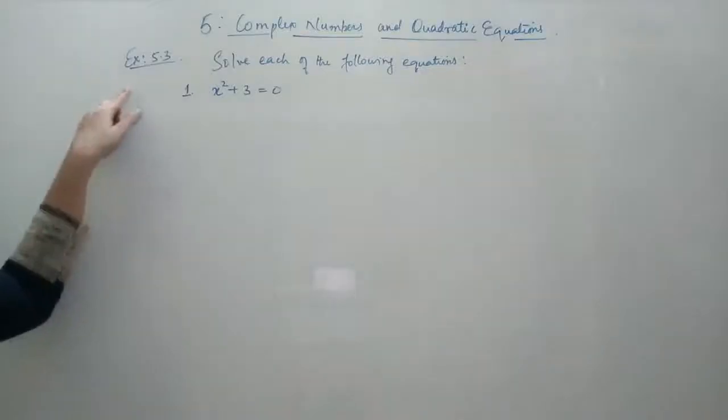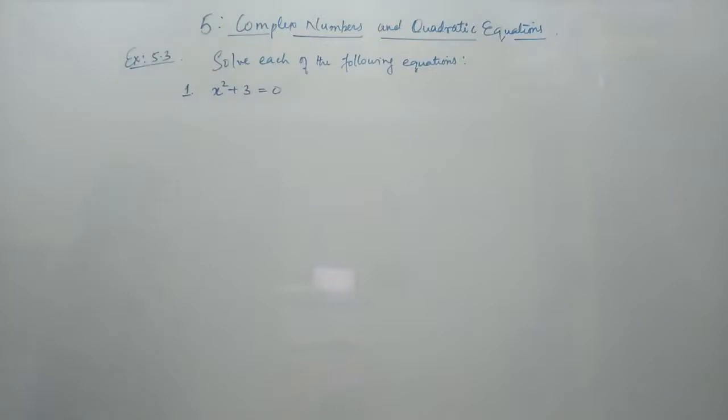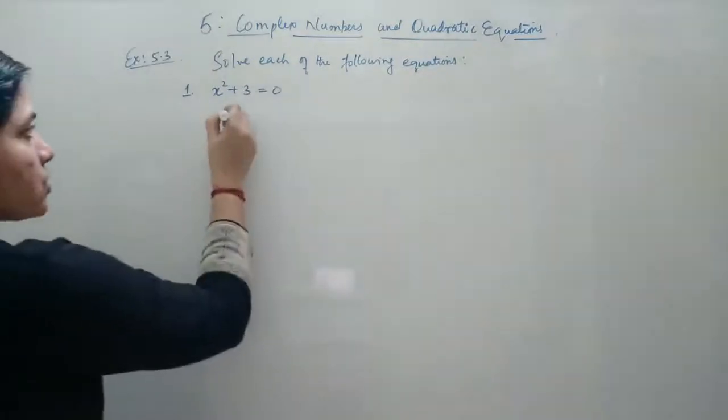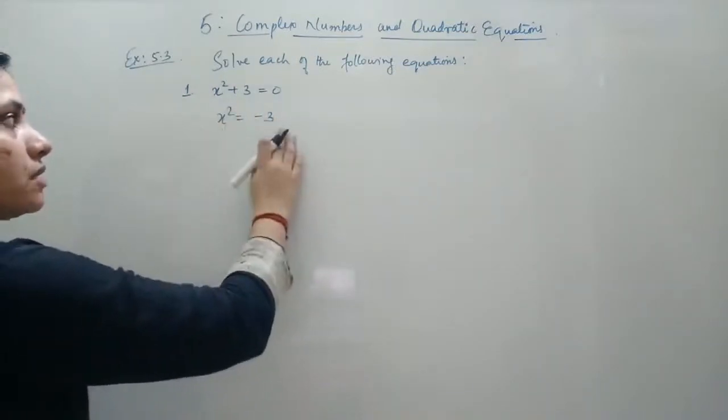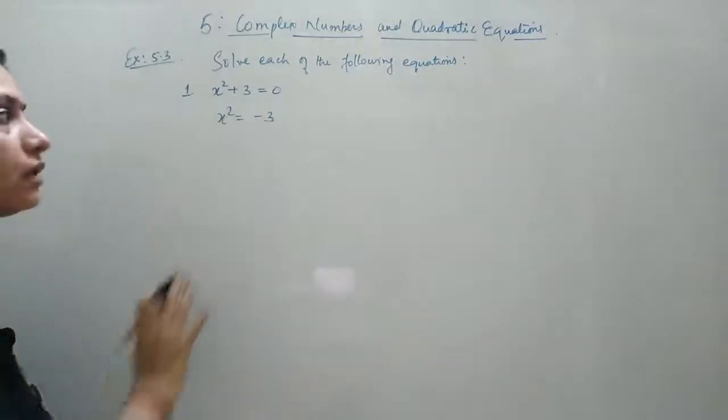Starting with exercise 5.3, solve each of the following equations. First one is x square plus 3 is equal to 0. So how will you solve? x square is equal to minus 3. So in earlier cases we would just say that it doesn't have any real root, therefore no solution.